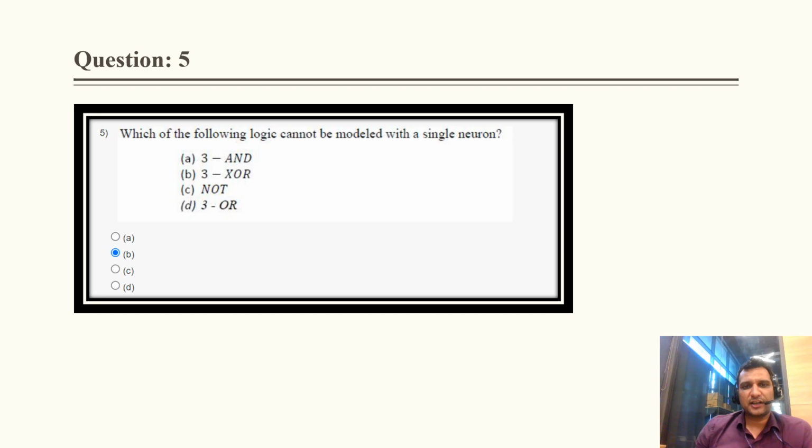Which of the following logic can't be modeled with a single neuron? In the video they demonstrate the AND logic gate and the XOR logic gate with the help of a single neuron. AND logic is possible with a single neuron, but XOR logic is not possible, right? Therefore, option B is the correct one.